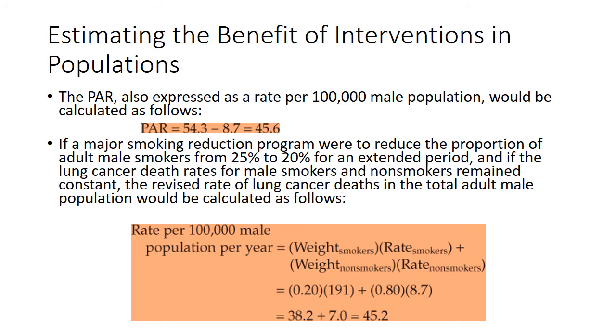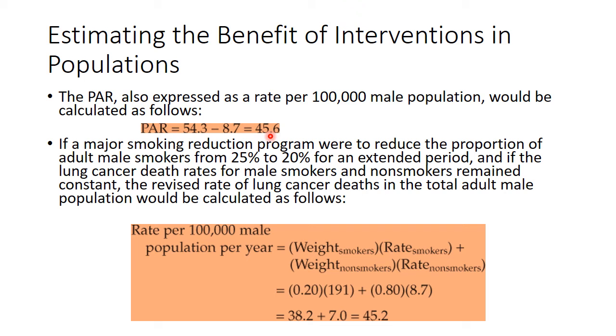Now what we can do is figure out this population attributable risk and express this as a rate per 100,000. We can calculate it as that 54.3 deaths per 100,000 in the whole population minus the non-exposed, and you end up getting 45.6. So now you're saying that based on this calculation, per 100,000 male patients per year, you're getting 45.6 deaths that are attributed just to smoking alone, right?